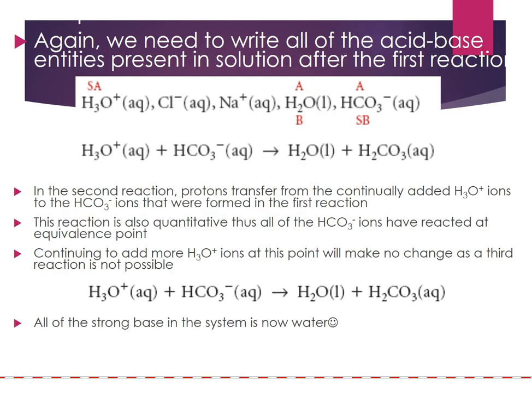These are the entities that are present after the first equivalence point. Hydrogen carbonate ions are reacting with hydronium ions now to produce carbonic acid. At the second equivalence point, all of the hydrogen carbonate ions will have reacted. As we add more hydronium ions after the second equivalence point, the impact on the pH will be reduced because the curve will be in its buffering region.